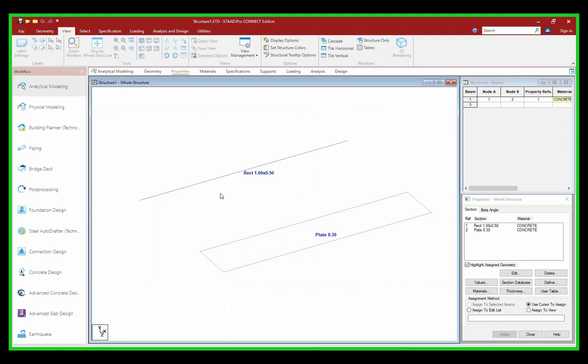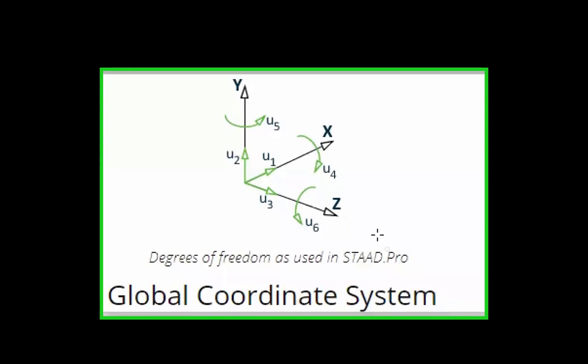So let's first understand the global coordinate system. If you see in this diagram, this is the GCS, or we call it a global coordinate system, which is used in StatPro. There are 6 degrees of freedom: 3 translations, U1, U2, U3, and 3 rotations, U4, U5, U6. And this is the axis: the global X axis, global Y axis, and global Z axis. This is how it would look.